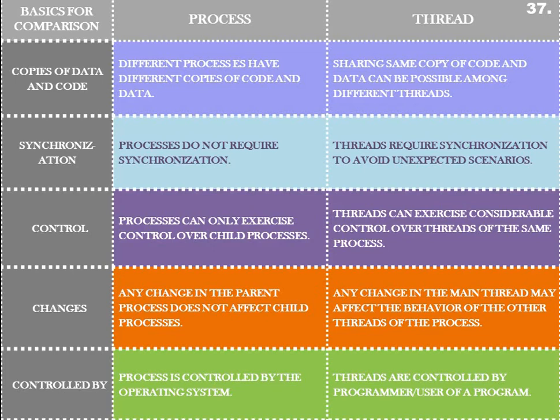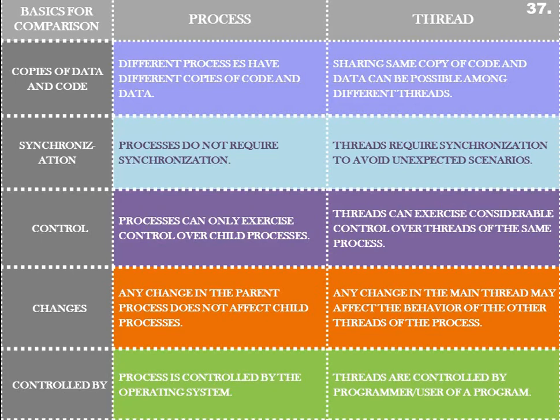Any change in the parent process does not affect the child process because every process is independent of one another. While in threads, any change in the main thread may affect the behavior of the other interrelated threads inside a process. As threads are interrelated, a change in one thread can affect the behavior of other threads too. A process is controlled by the operating system.